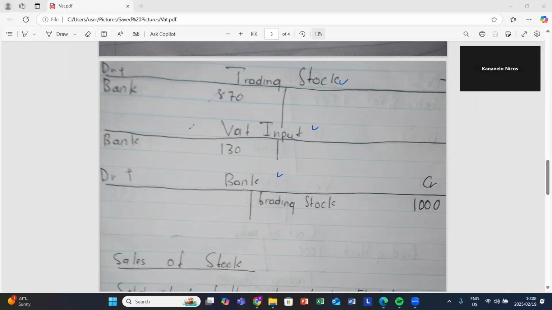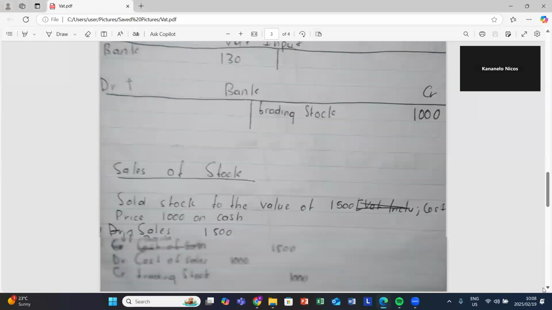And then you'll also debit your VAT input by 130, to indicate that you also paid your VAT. Hence, you're supposed to write bank there. If ever it was on credit, you're going to write creditors control there for both trading stock and VAT input. And then lastly, in your bank, you credit 1,000 rand just to indicate what you paid for. So we paid our VAT.